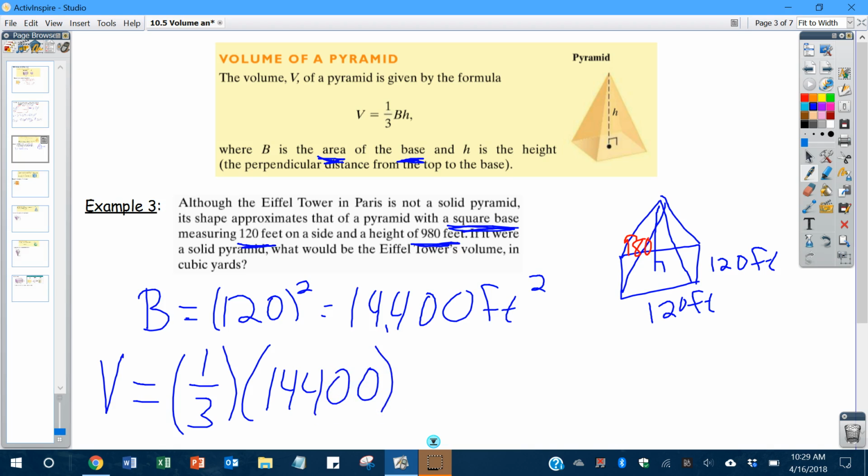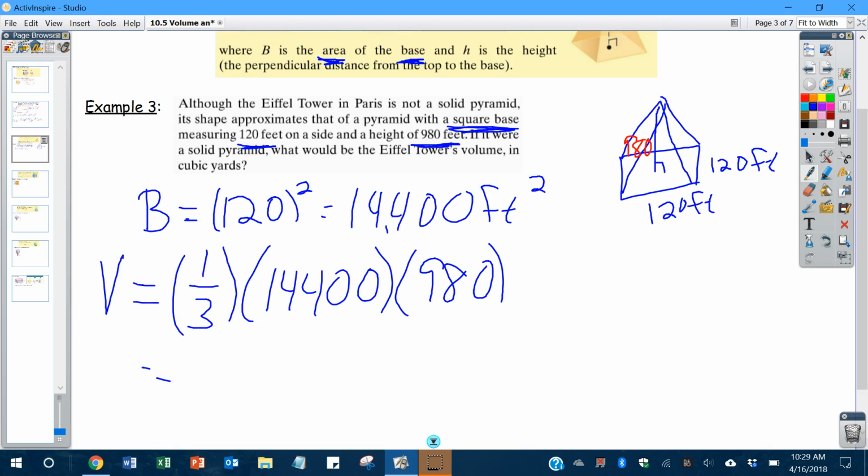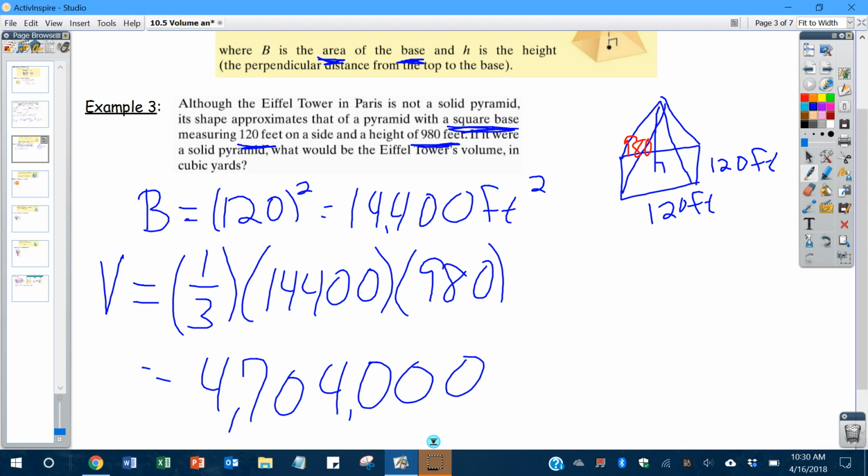So you see what I did? I had to calculate the base first before I could actually use this formula well. And then I'm just doing multiplication now to get my volume. And when I do that multiplication, I get the volume is this. And that's approximately the volume of the Eiffel Tower. Now it's not perfect because the Eiffel Tower is not truly a pyramid, but if it were, that would be the volume. And that's probably a little bit of an overestimate, but in case you wanted to know.